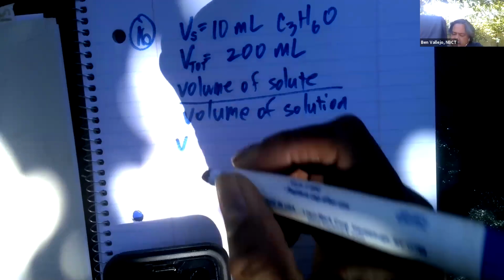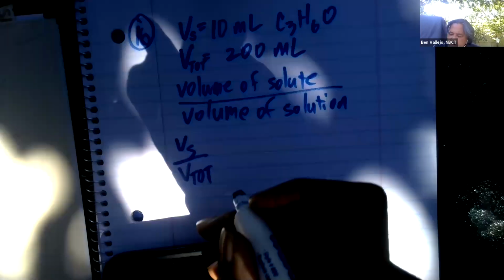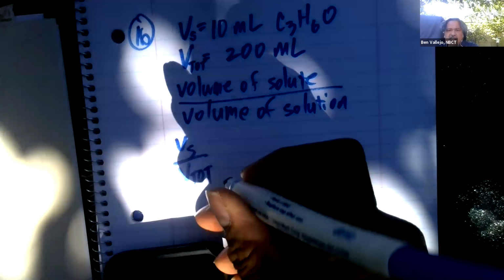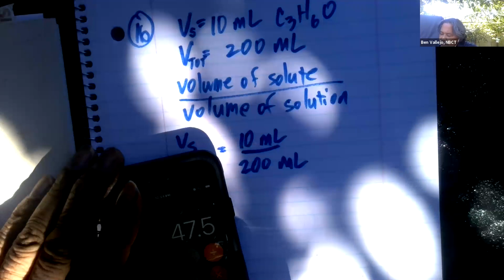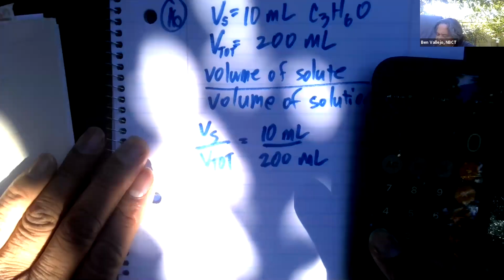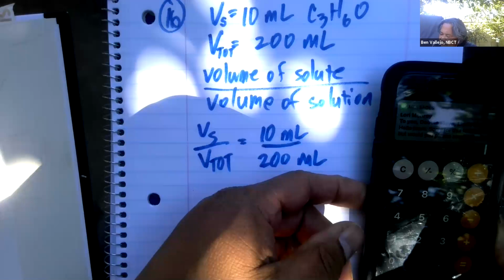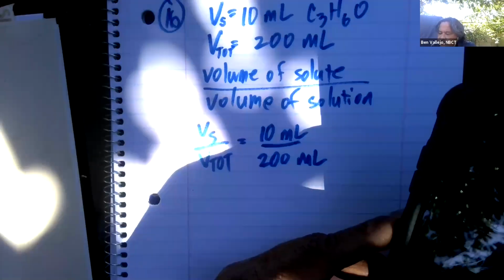V_S over V total. So that's 10 milliliters over 200 milliliters. Punch that into the calculator. 10. I wasn't going to change this screensaver, but now I'm probably going to do it tonight. 10 divided by 200 equals 0.05.